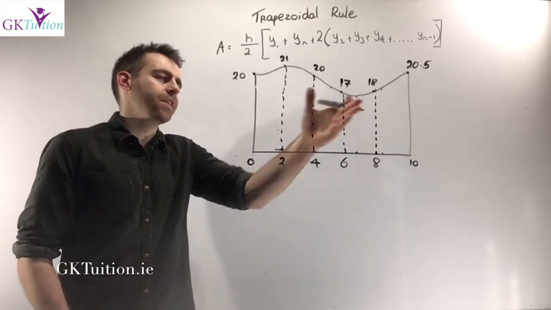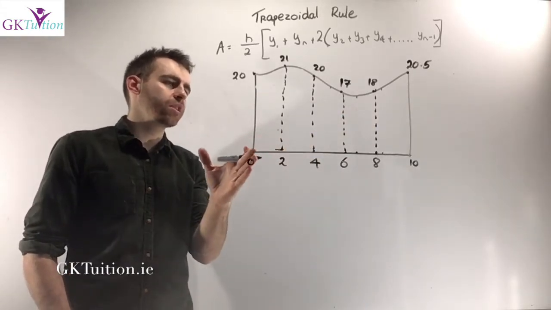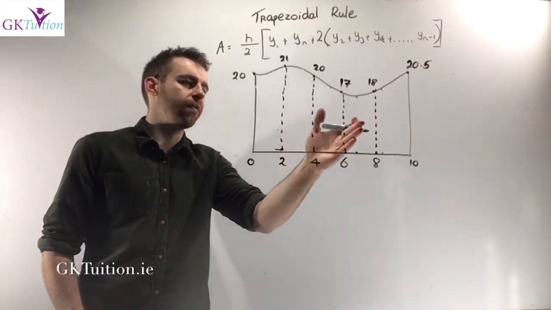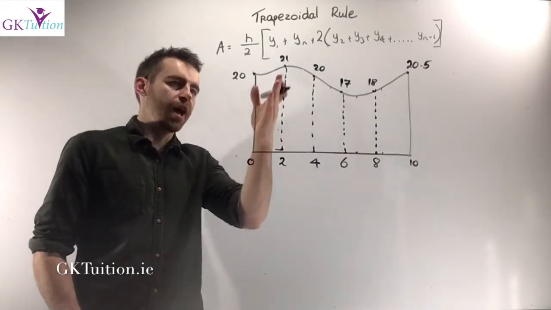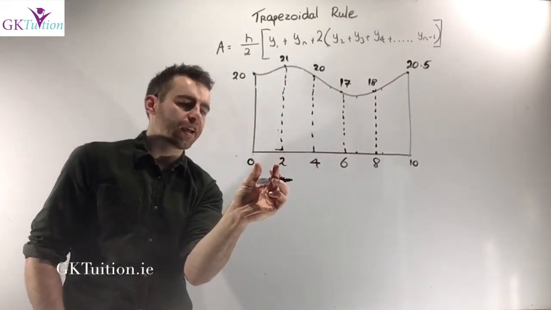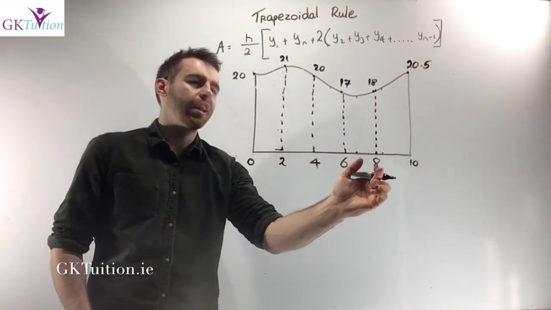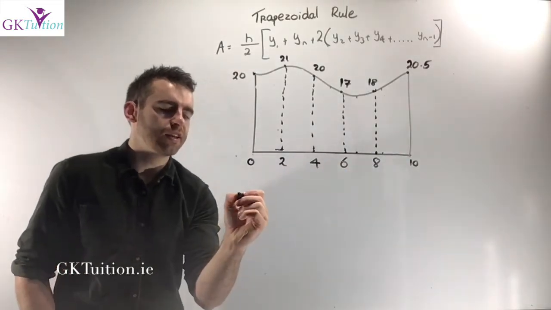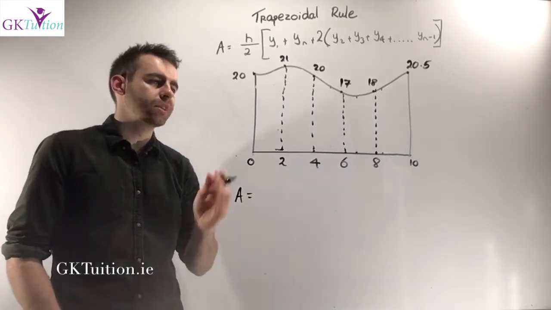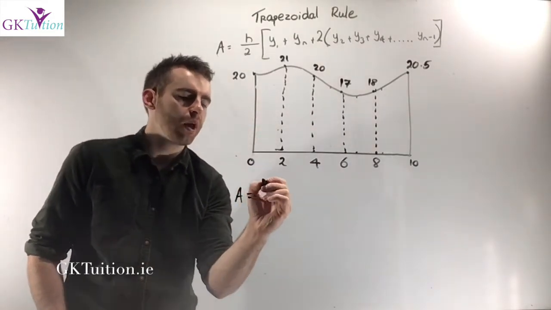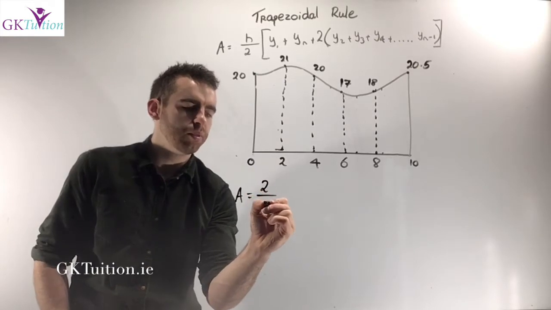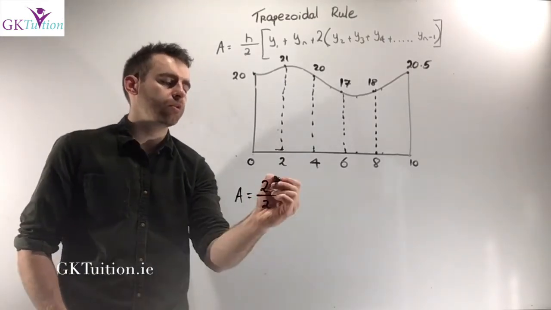If I was trying to get the area of this section, you'll notice that what I've done is I've split this into 5 different sections. And the width of each section is 2. From 0 to 2, 2 to 4, 4 to 6, 6 to 8, 8 to 10. So in this case, if I was subbing into the trapezoidal rule to get roughly the area of this shape, my h or my width would be 2. So it would be 2 over 2.